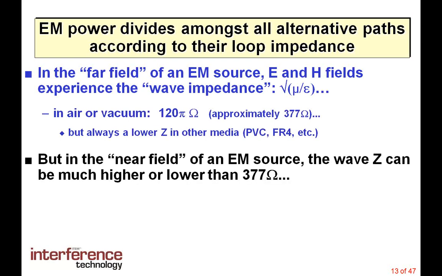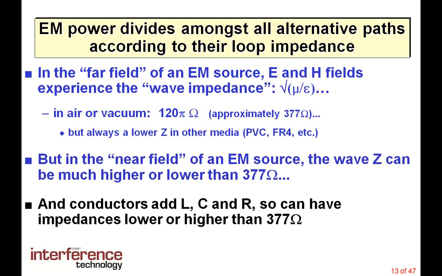In the near field of an electromagnetic source, the wave impedance isn't the root of the permeability divided by the permittivity. And it can be very much higher or lower than 377 ohms. Conductors, of course, have inductance, capacitance, resistance, so they too can have impedances which are higher or lower than 377 ohms. Remember, the electromagnetic power of the current divides amongst all the alternative paths according to their individual impedances.